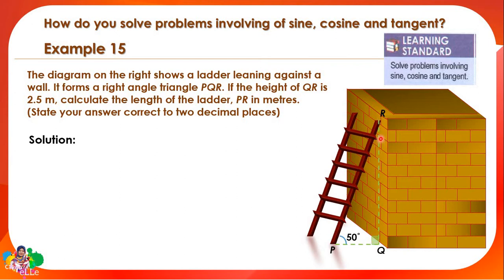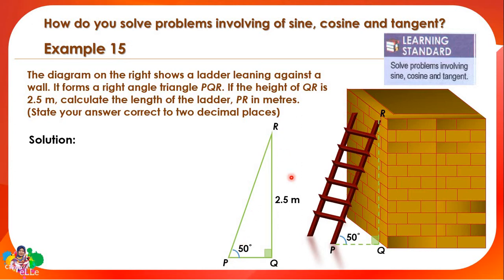calculate the length of ladder PR in meters. State your answer correct to 2 decimal places. So how to solve this one? First you take out the right angle triangle. You have this right angle triangle PQR, and given this angle is 50 degrees. Then the question gives you the length of QR is 2.5 meter.